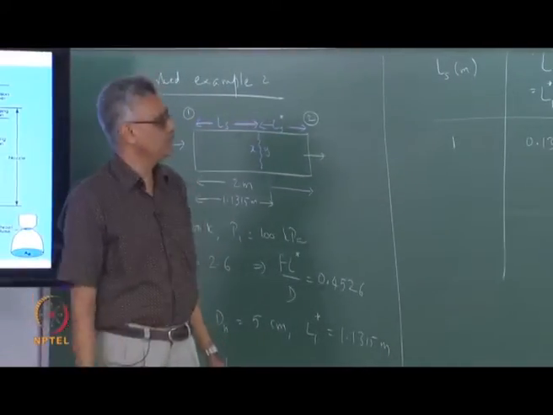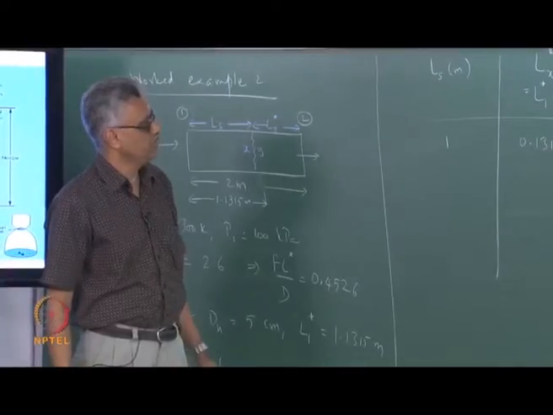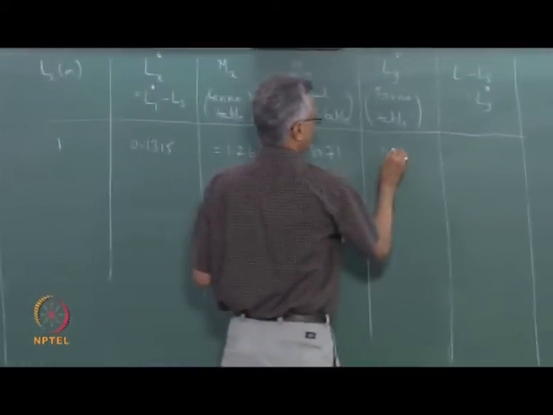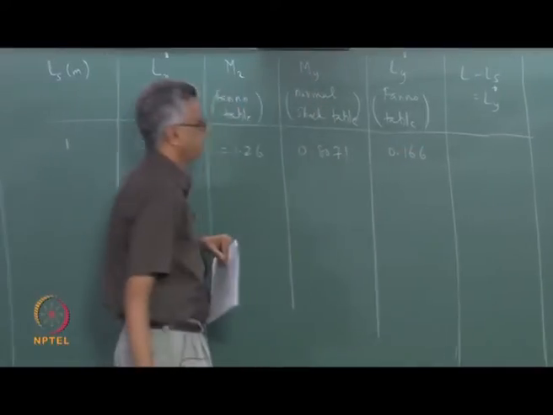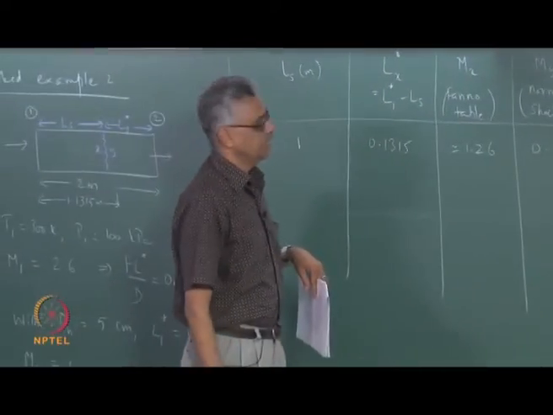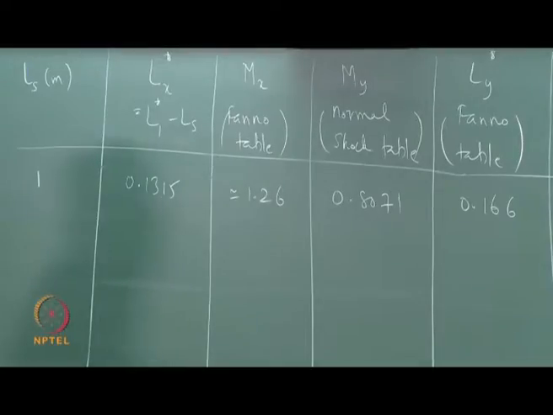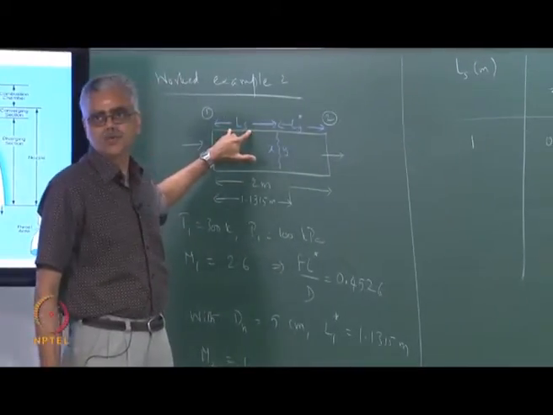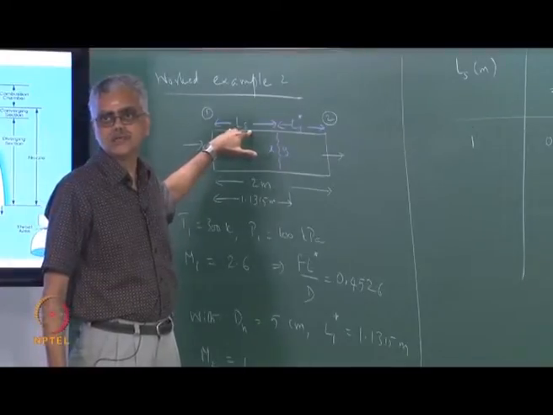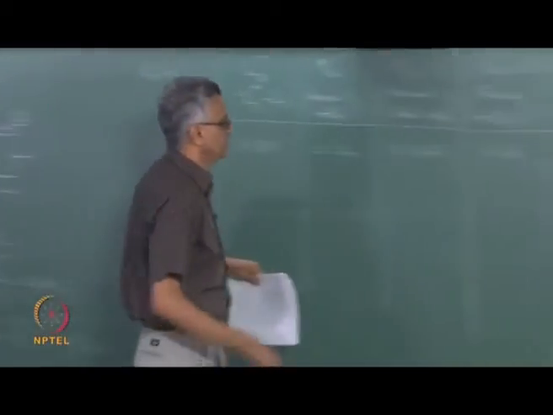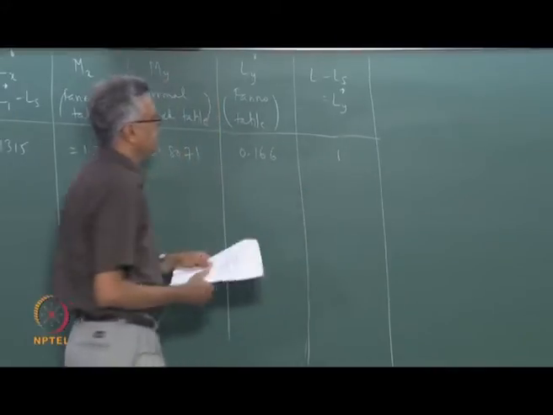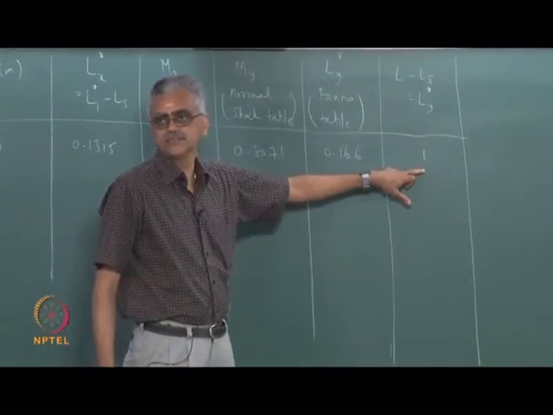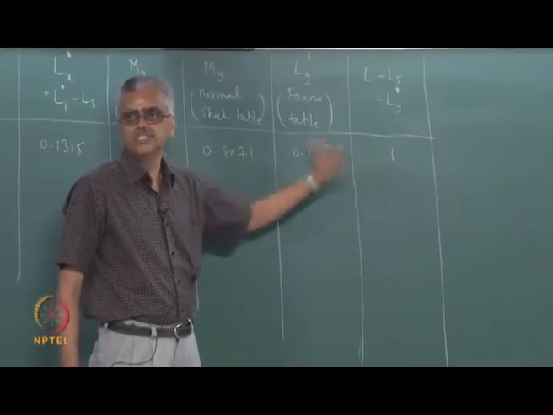Now I go to the Fanno table corresponding to this value of M, and Ly star comes out to be 0.166. What is L minus Ls? L is 2 meters, we have assumed Ls to be 1 meter, so L minus Ls is 1 meter. You can see that obviously Ly star is not equal to L minus Ls, which means we have to change our guess.